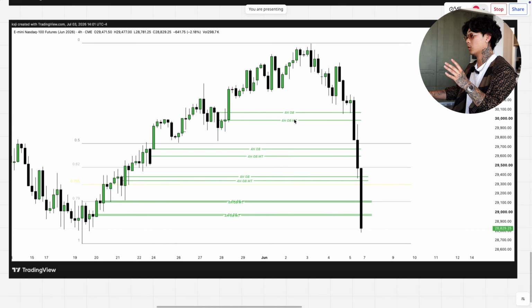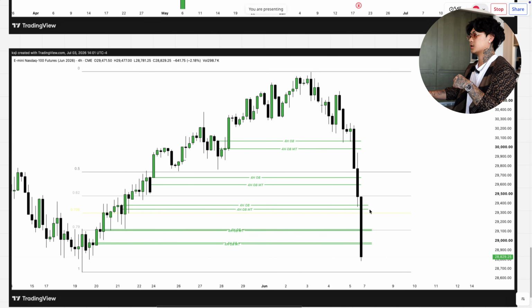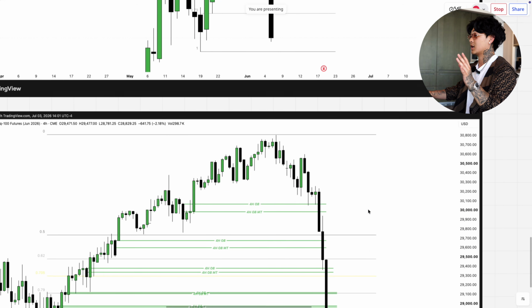So if you were trying to go long, which many people did within these 4-hour order blocks, you are going to get absolutely destroyed, and you're going to get frustrated. You're going to keep trying to go long, and it's just not going to work no matter what. So in these conditions, you just have to accept it. You have to accept the conditions you're in.